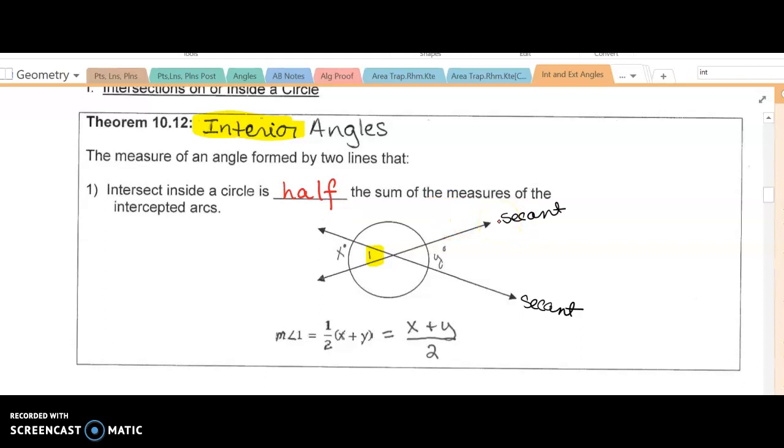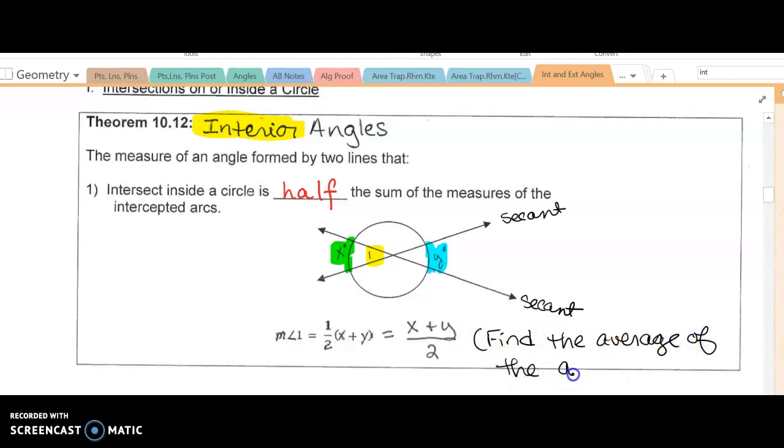What does that mean? It means if I want to find angle 1, I get the arc in between where those two lines cross on that side of the circle, and I get the arc over here on this side of the rim of the circle in between those two intersecting lines. Then I take x and y, the measures in degrees of those two arcs, add them together, and divide by 2. In other words, find the average of the arcs.